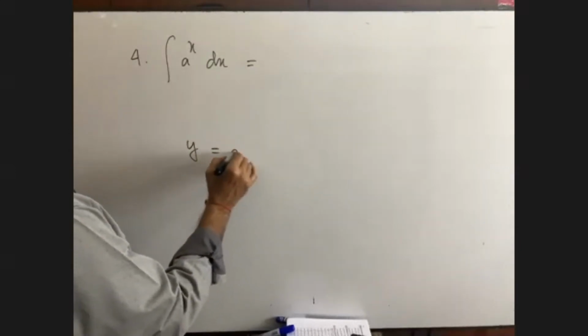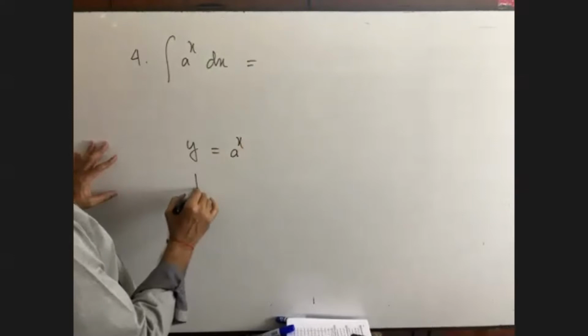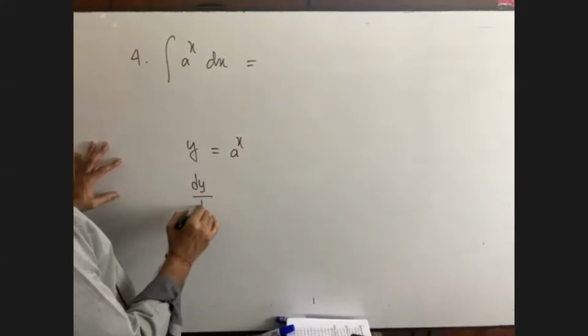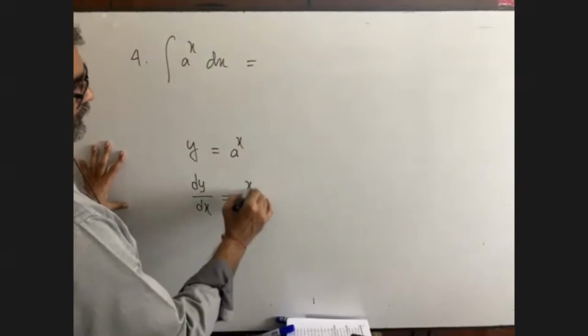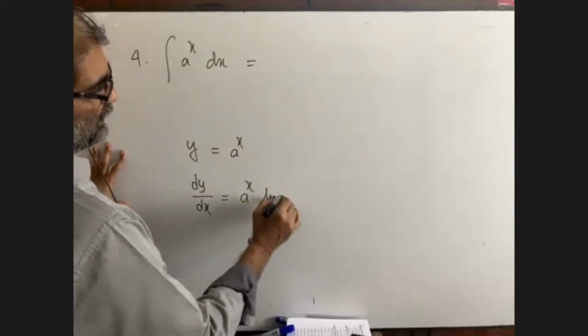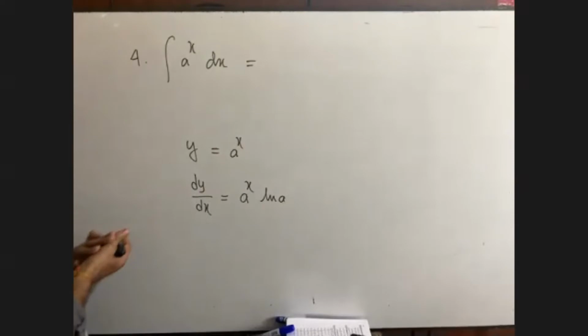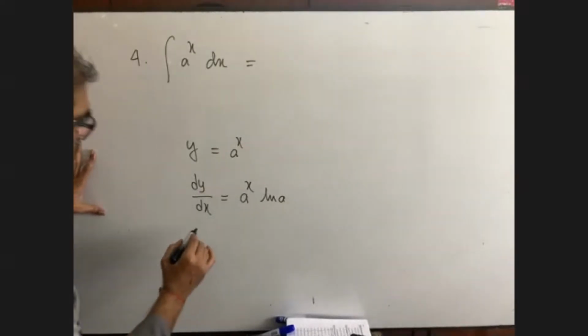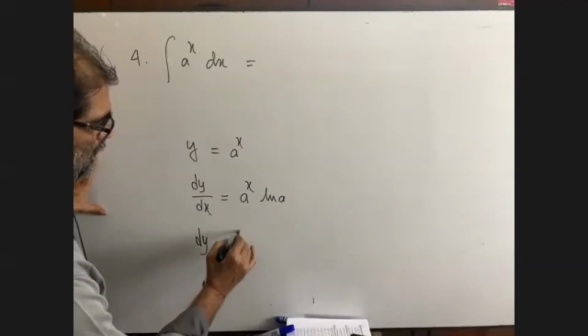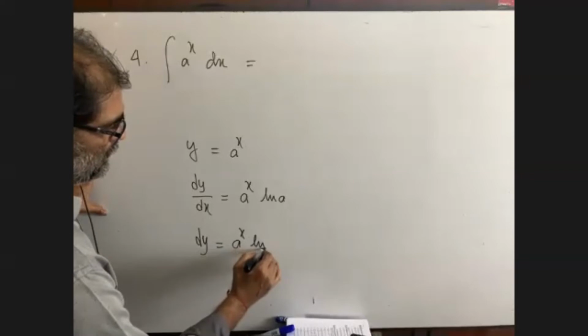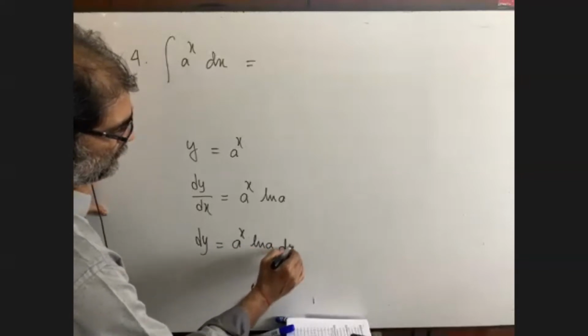Y equals a to the power x. So dy by dx equals what? A to the power x, then ln a. That is, dy is equal to a to the power x ln a dx.